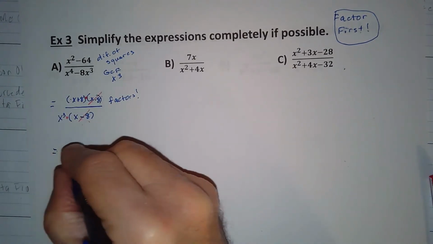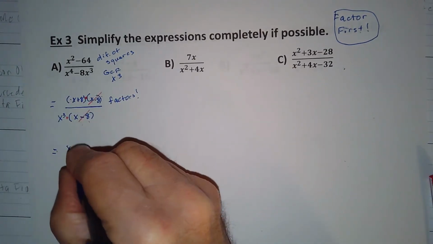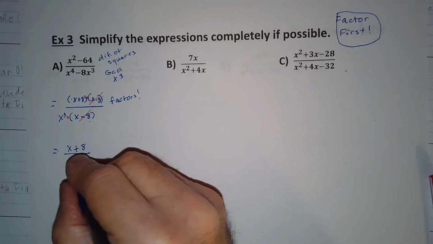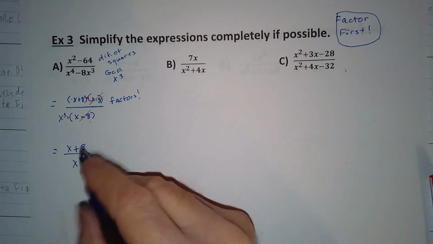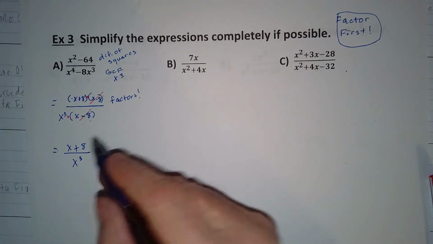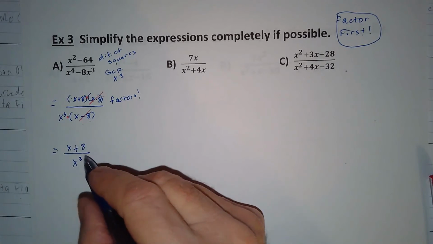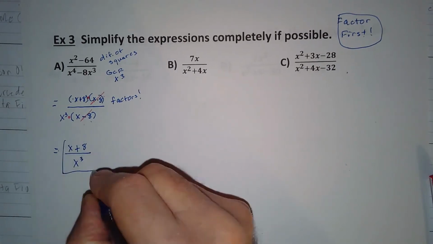So this equals x plus 8 divided by x cubed. Now, could I have left the x plus 8 in parentheses? Yeah, but you don't need it once you have them by themselves like this. So this is a perfectly acceptable answer.